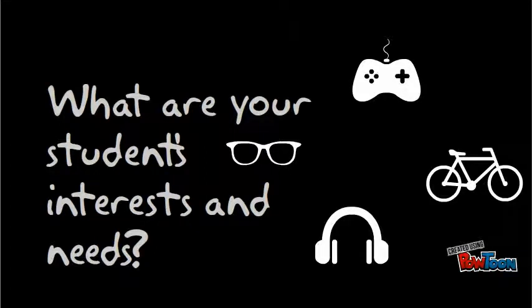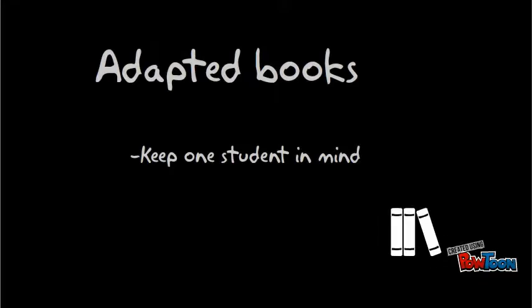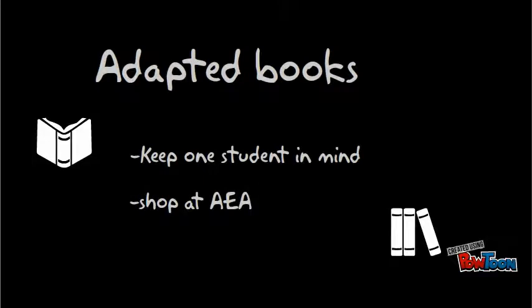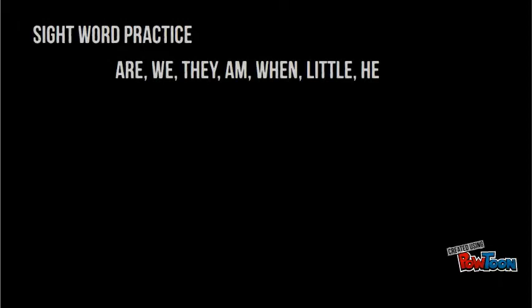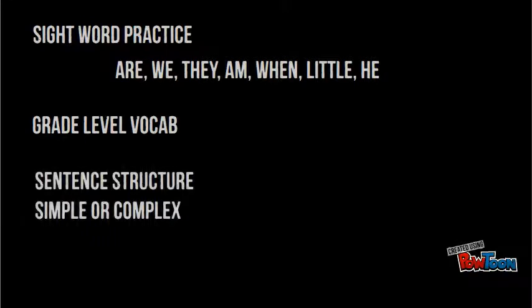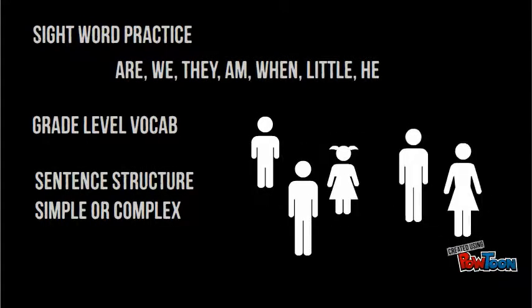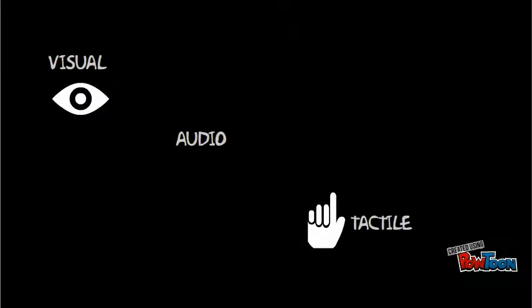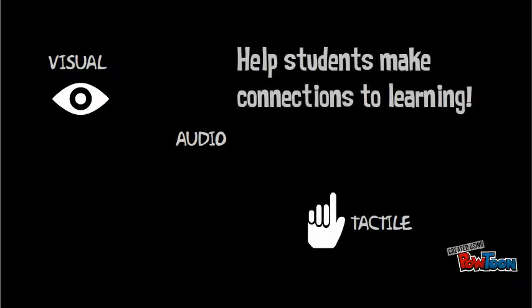Some adapted books may be written by a teacher with one particular student in mind, or a book available from a local AEA may be used. Words used in the construction of the book can include basic sight words or grade-level vocabulary. Sentence structure can also support the learning of a variety of readers. Visual, auditory, and tactile adaptations can easily be prepared as well to help a student make even more connections.